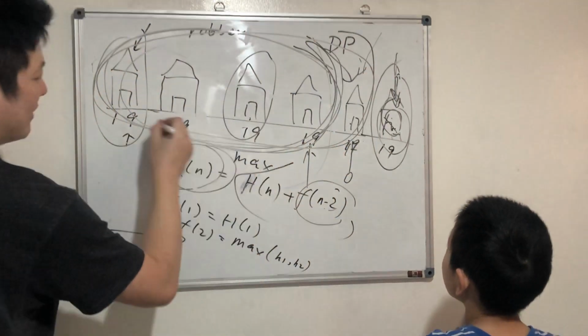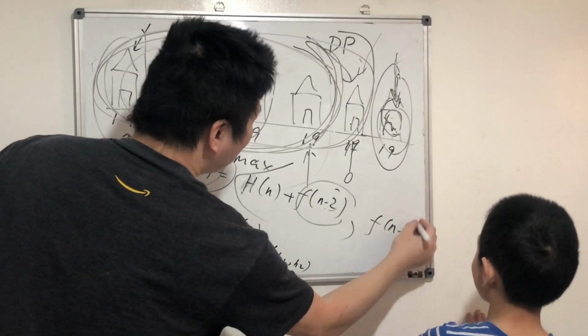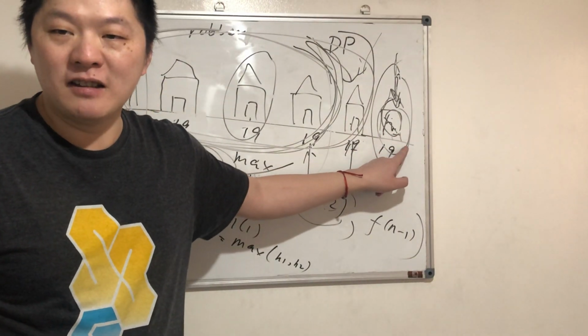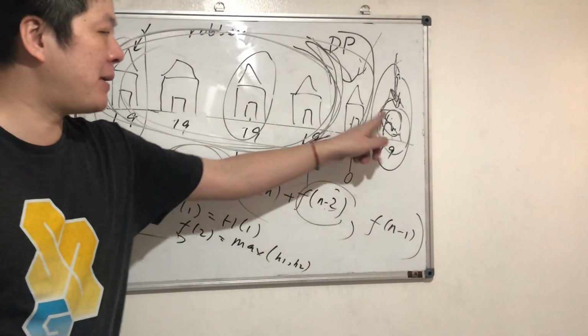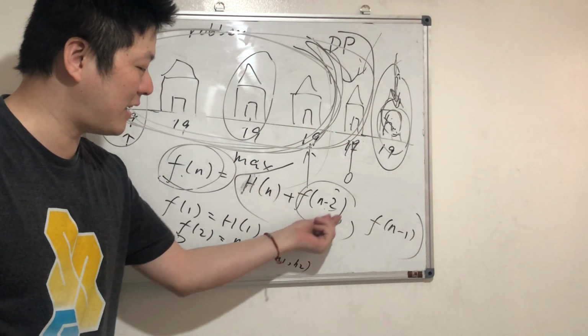What's this problem? What's this? N minus 1? Well done! Got it? Yeah! So do you see? Fn, the house n, there are 2 choices. I pick it, then the problem will be the house n plus Fn minus 2.